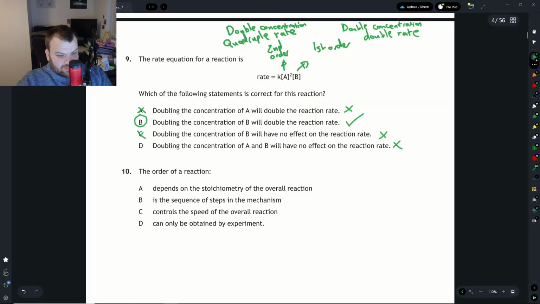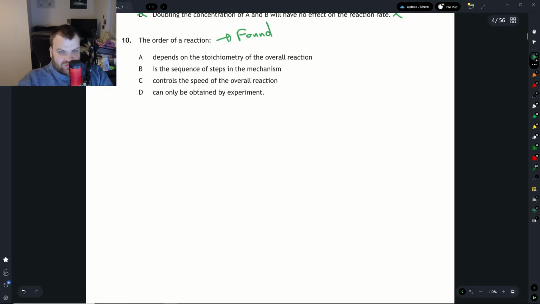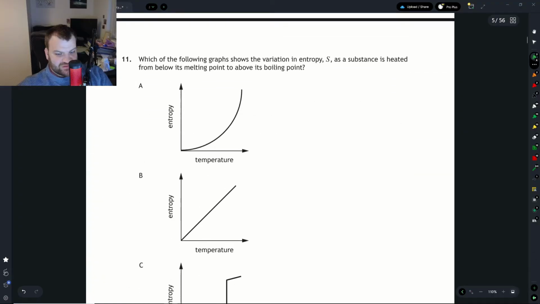Moving on to 10. Your orders must be found experimentally. This is where you'd repeat the experiment, changing only 1 variable at a time, identify what effect that has on the rate. It does not depend on stoichiometry. It is not the sequence of steps. It does not control the speed. It can only be found by experiment. Gives you that answer there.